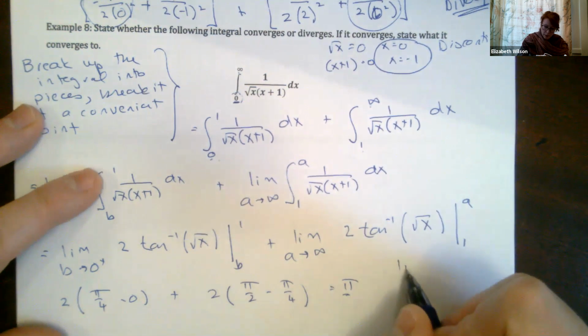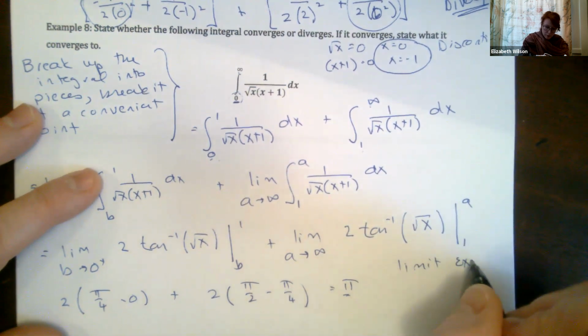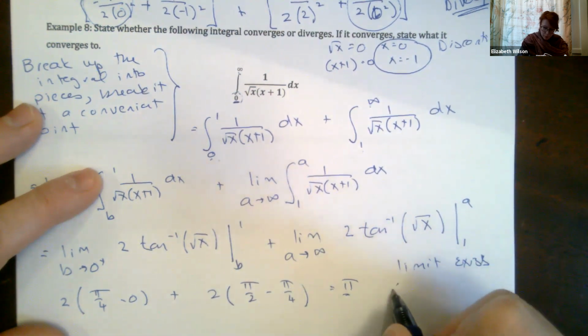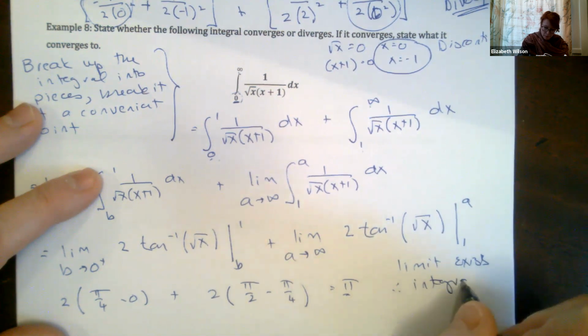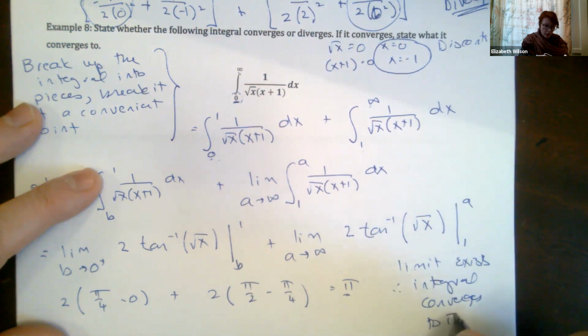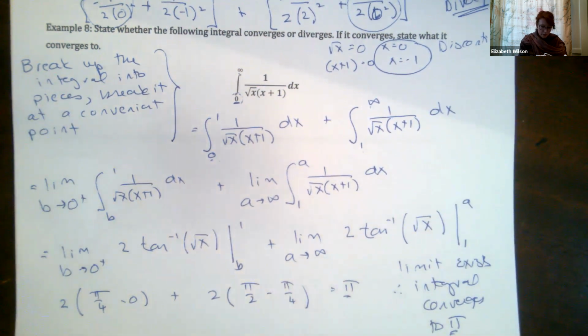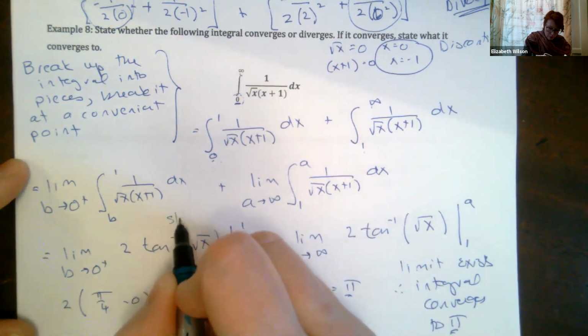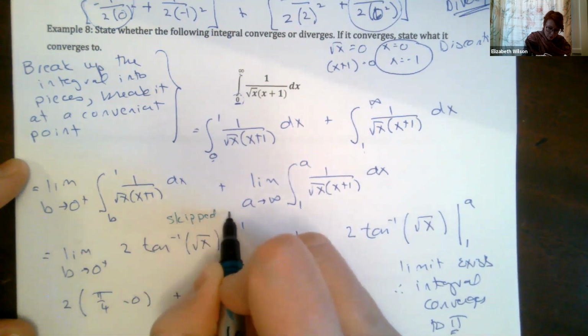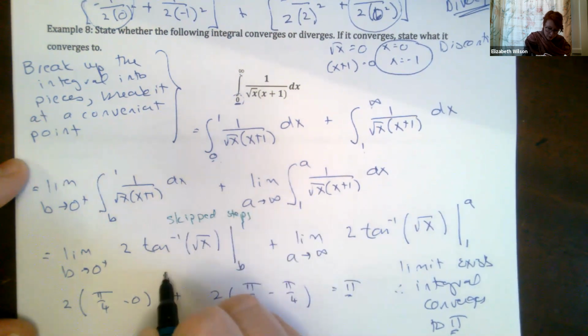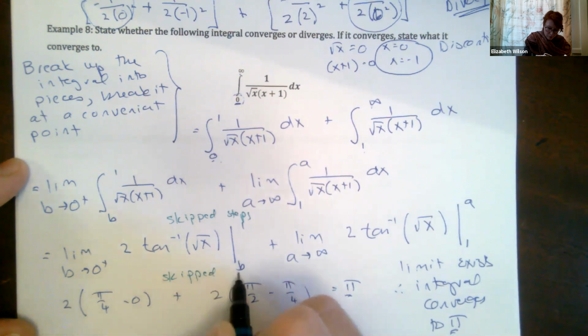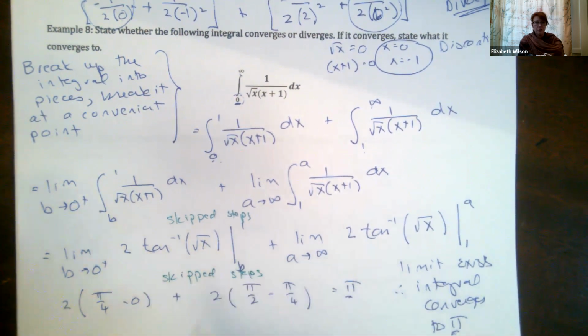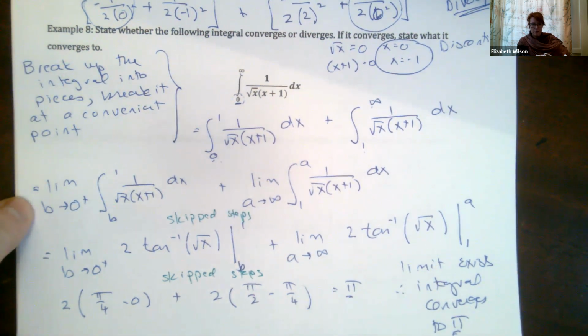So we say the limit exists, therefore it converges to pi. And I'll just make a little note that I skipped steps, just to get to the point where I showed you how we broke it up and what the limit was, like how we broke this up into two different pieces.